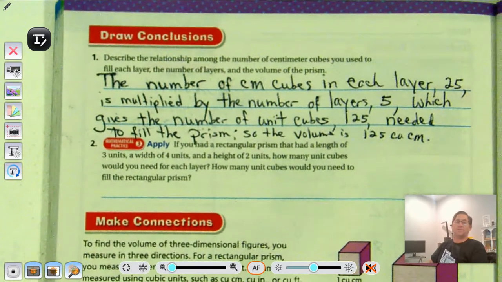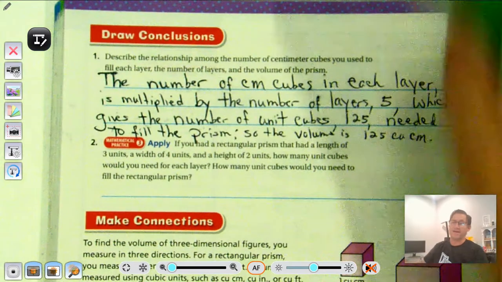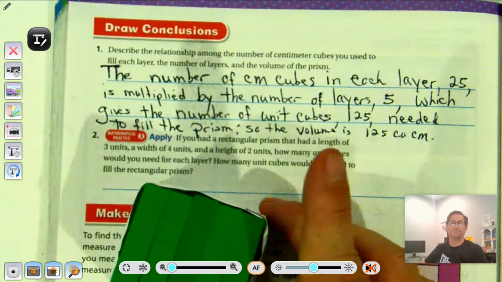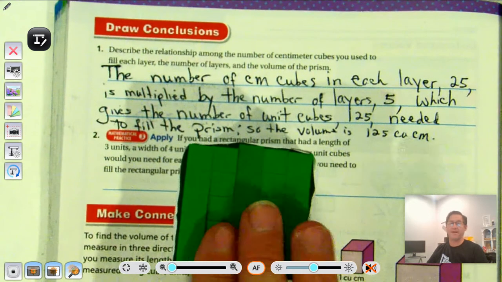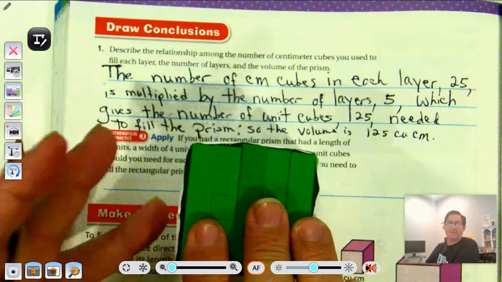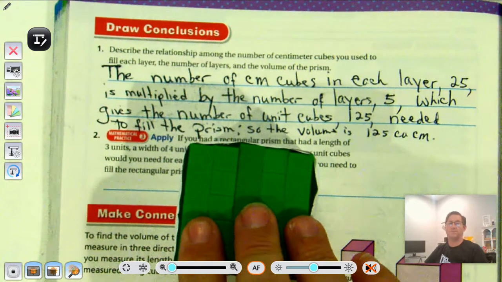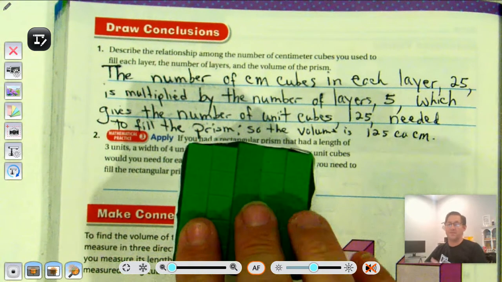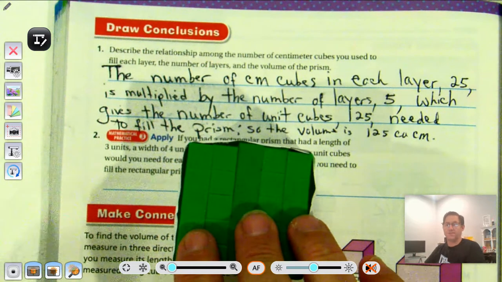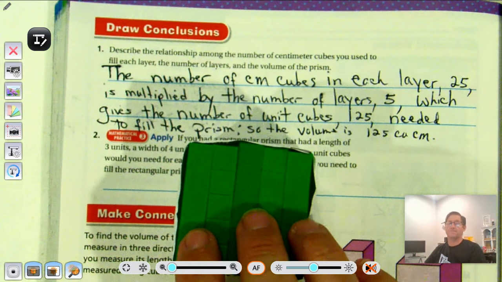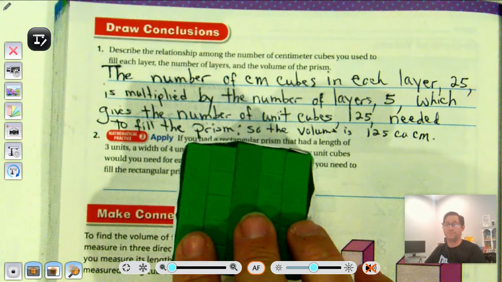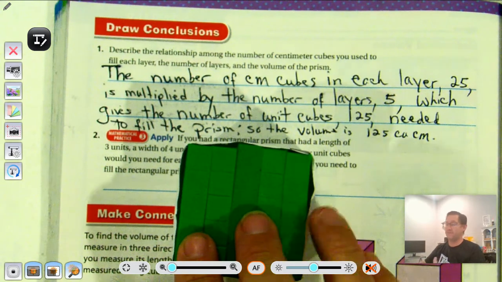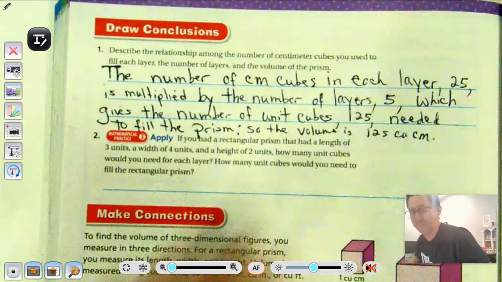All right. So the number of cubes in each layer was 25, right? So each layer had 25. We were able to put 5 layers of those 25. So that means the height of this cube is 5. So basically we have a 5 by 5 by 5. And 5 times 5 times 5 is 125.